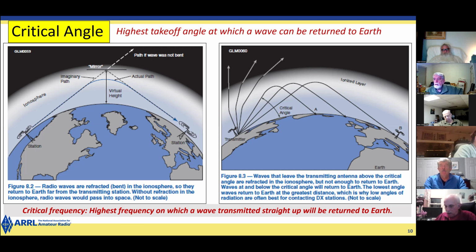And these are things that are measured every day, the critical frequency throughout the day. And there are also ways to measure the height of the ionosphere.